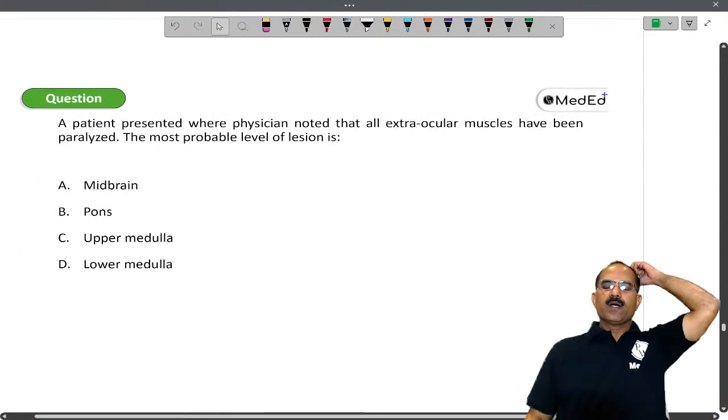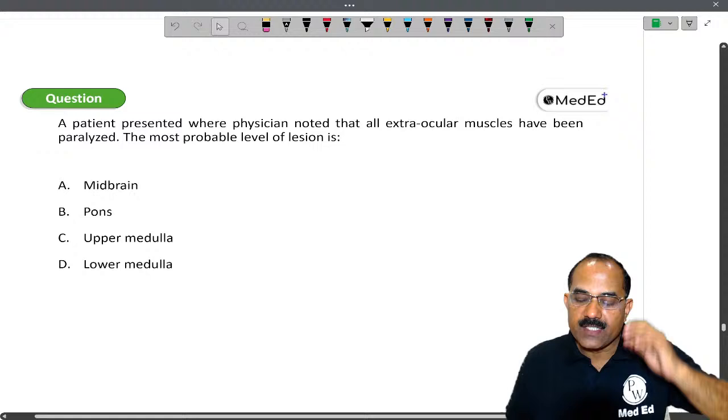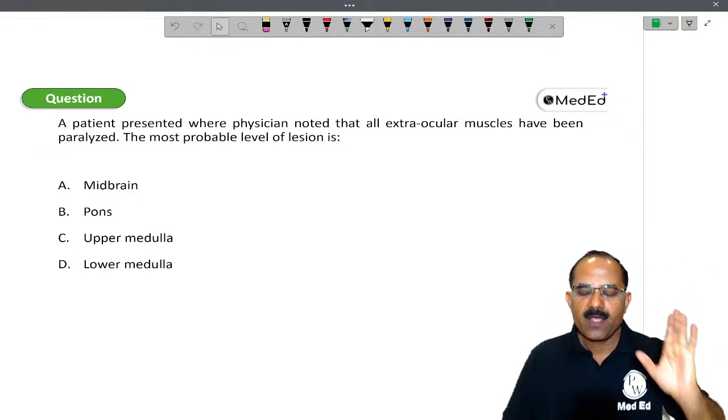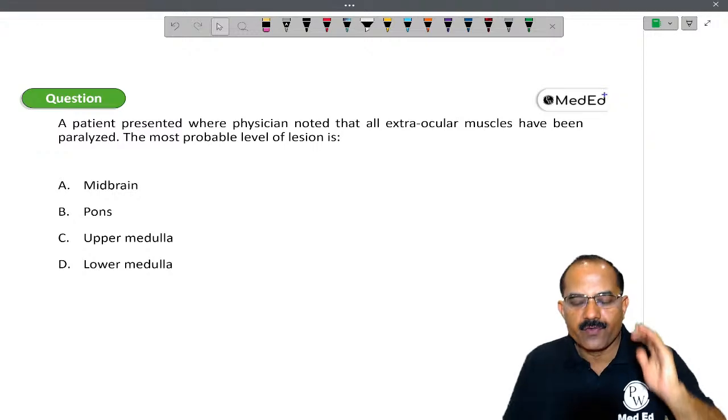Answer this बच्चों. A patient presented where physician noted that all extraocular muscles have been paralyzed. The most probable level of lesion is.